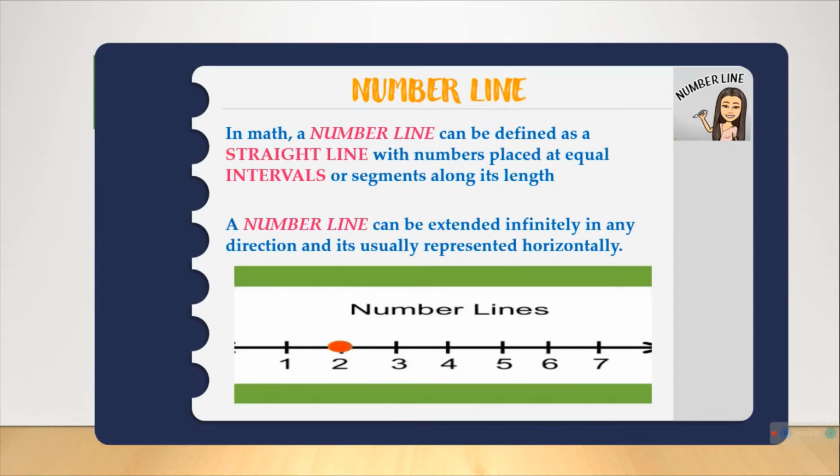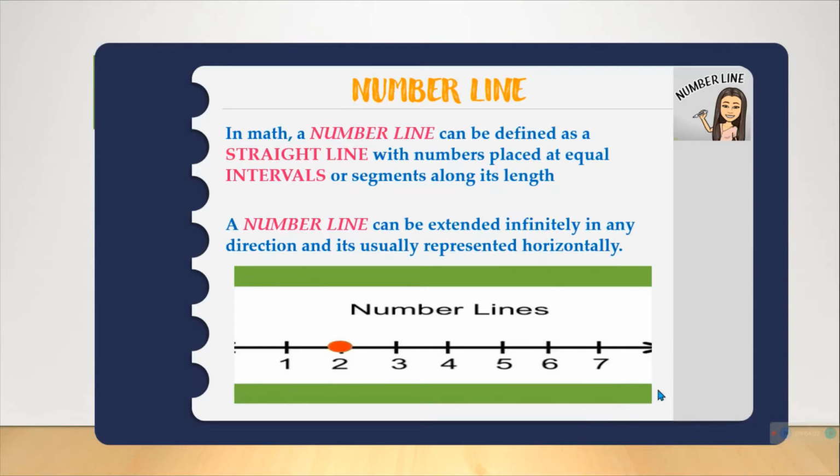After we estimate the square root, we will plot it on a number line. In math, a number line can be defined as a straight line with numbers placed at equal intervals or segments along its length. Meaning, the number line is a straight line with two arrowheads at both ends, meaning it continues infinitely. The direction going to the left is descending, with the negative numbers, and going to the right is positive, or ascending.